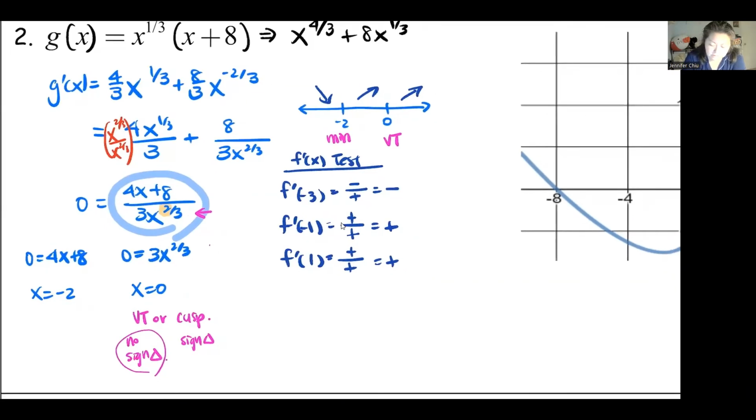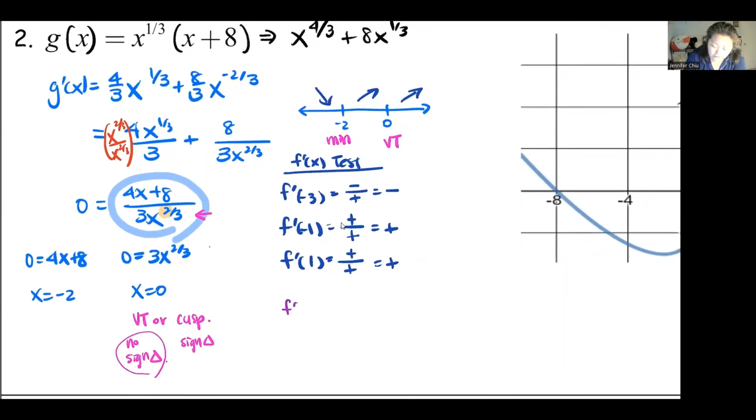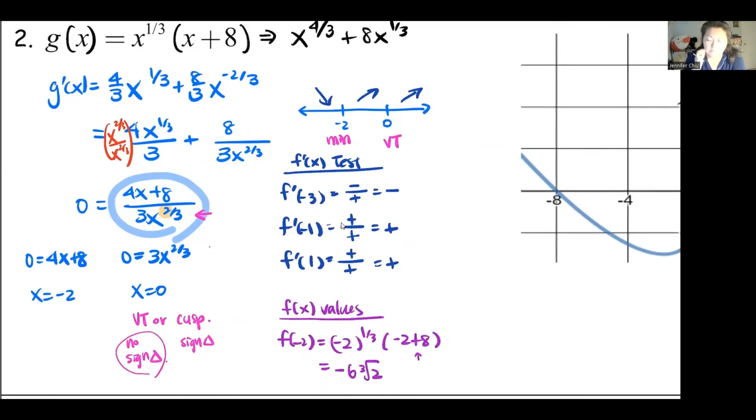All right, and then last but not least, I do want a y value since I only have a minimum. I just need to find that. So f values, I have f of -2, which is -2 to the 1/3 times -2 plus 8, which gives me 6 here. But I'm going to pull a negative out of the 2 to the 1/3 because with the cube root of a negative, you can pull the negative outside. So -6 cube root of 2 will be my y value.